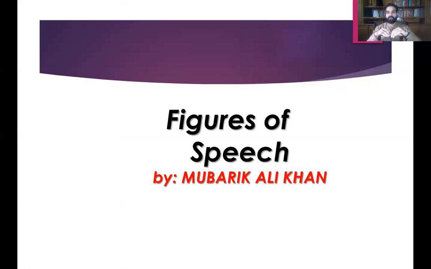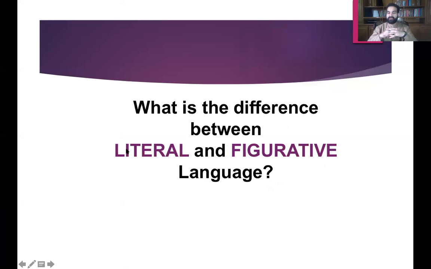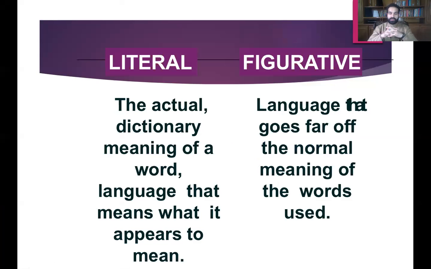So first of all, we need to understand the difference between literal and figurative language. Literal language is the actual dictionary meaning of a word, language that means what it appears to mean. It is also known as denotative meaning, right? And the other one is figurative, which is language that goes far off the normal meaning of the words used. It is also known as contextual meaning as well. Denotative, like D for dictionary, D for denotative, and connotative are basically context dependent meanings.